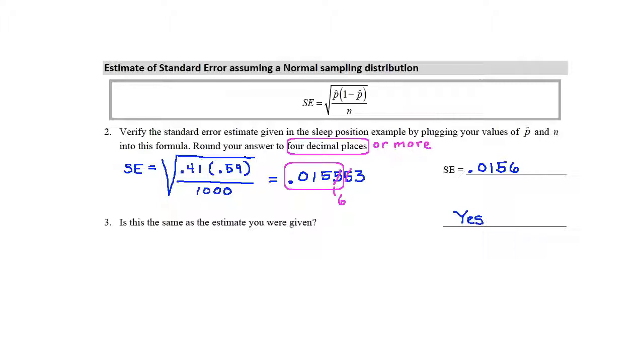If you have lots and lots of leading zeros, that would be a situation where I would consider taking it out just a little bit further so that you have several non-zero digits, not just several digits total.